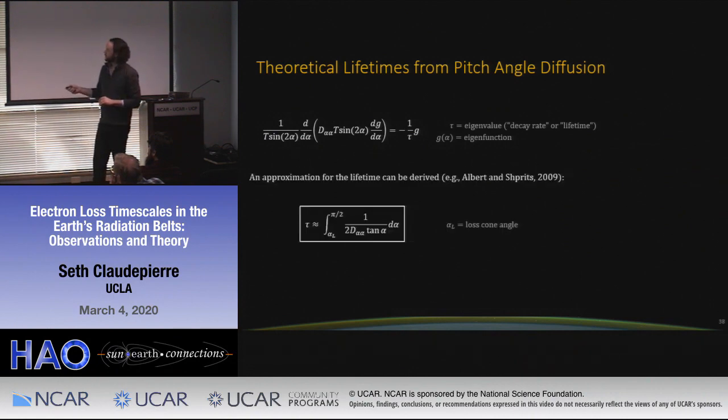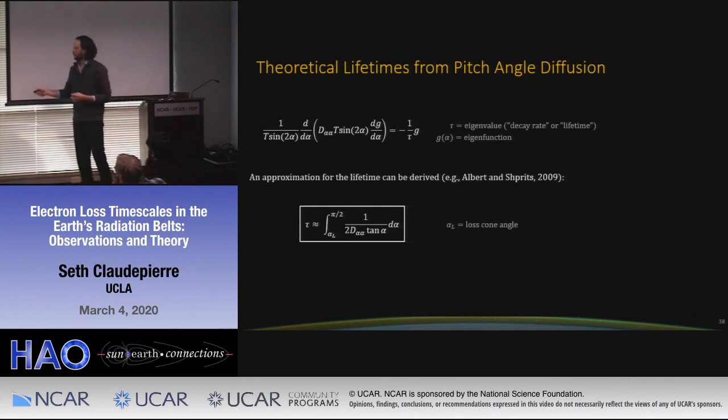Okay, so what we want here is this diffusion coefficient, as Bill alluded to, which governs the rate of scattering, right? It governs how quickly these particles are scattered out of the system. And so you can go through and solve this full ODE to compute the eigenvalue tau, which is what we're after, by specifying the diffusion coefficient. There's actually a pretty good approximation that works here. This was derived by Jay Albert and Yuri Shprits in their 2009 paper. Not an exact solution, but a pretty reasonable estimate.